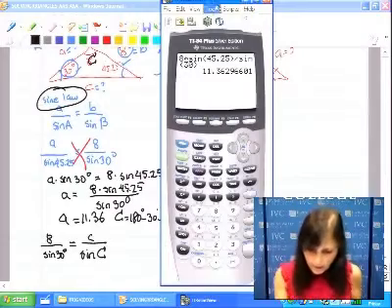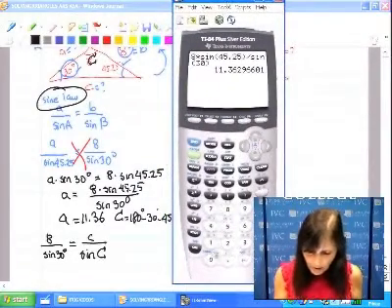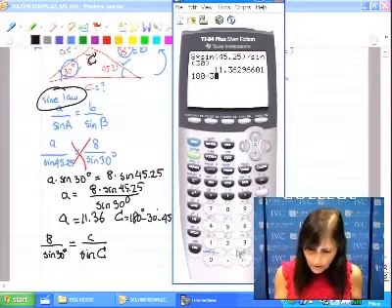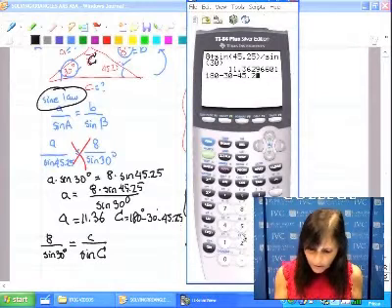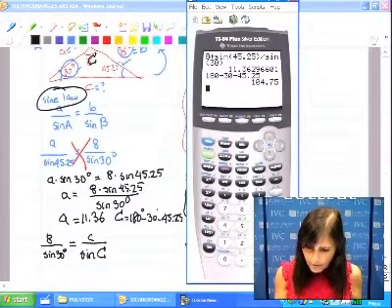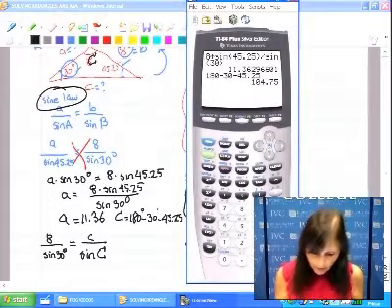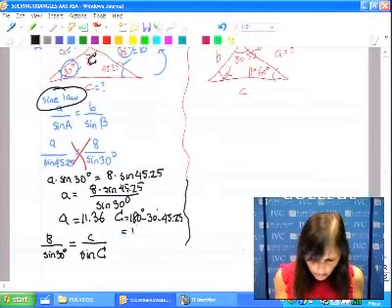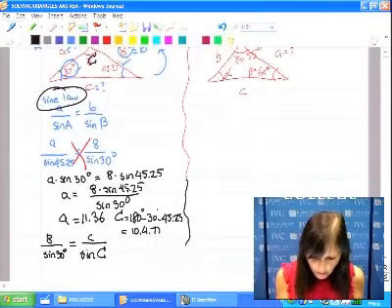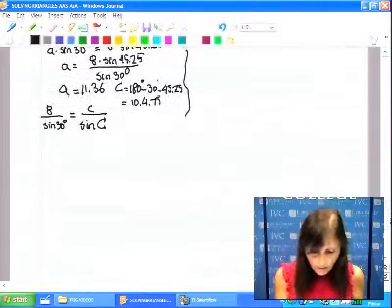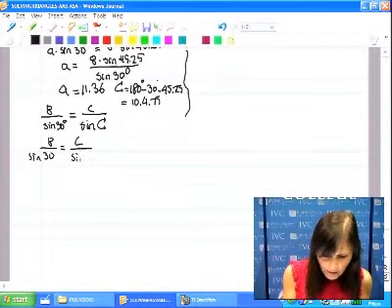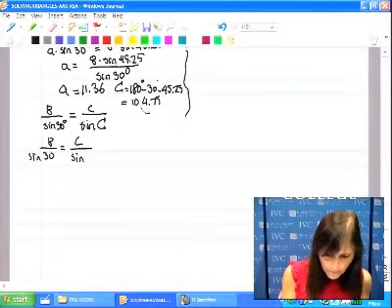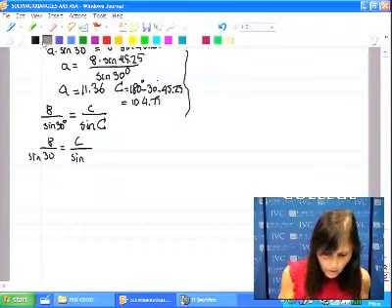So let's get that. It is 180 minus 30 minus 45.25. That is 104.75. So let's write this down. 8 over sine 30 equals C over sine 104.75.